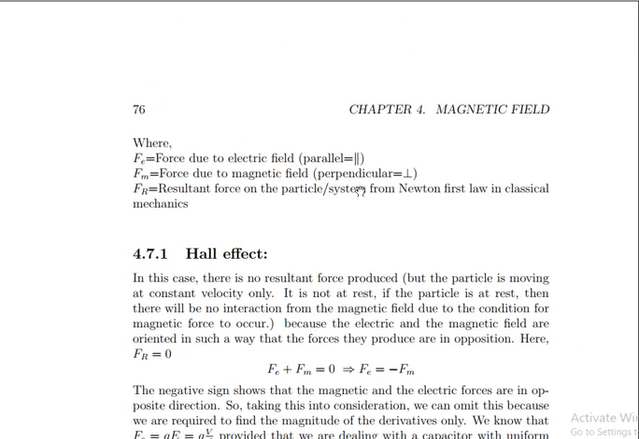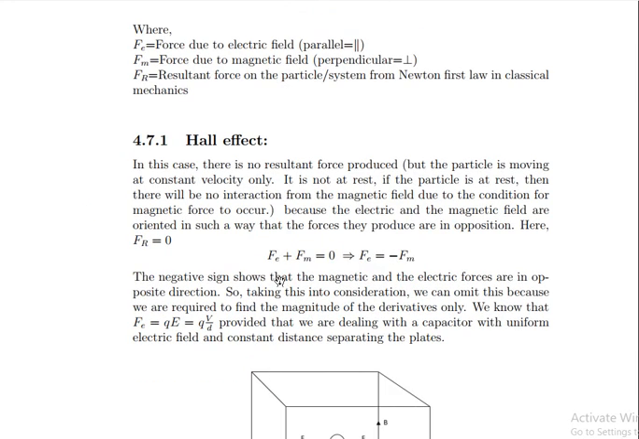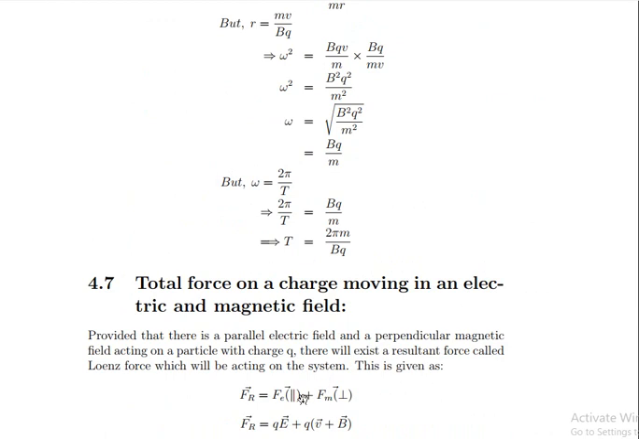Now let's visualize the total force acting on a charge moving in both an electric field and a magnetic field. The total force, which is the resultant force, will be equal to the electric force in the direction parallel to the motion, plus the magnetic force in the direction perpendicular to the motion. The electric force is given as q E, and the magnetic force is given as q v cross B. This is the total force that is going to be produced.